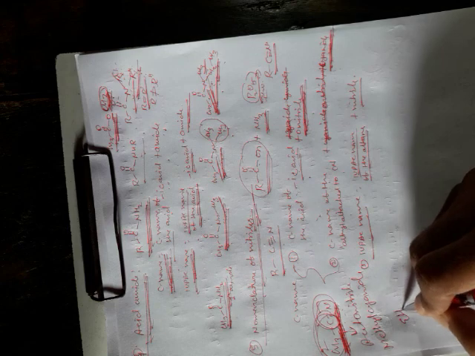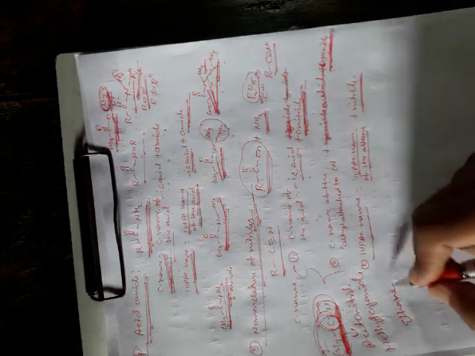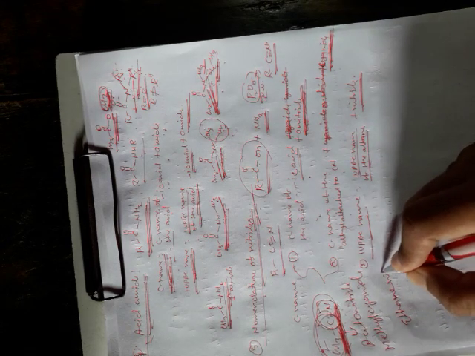Now, in the IUPAC system, this molecule is named using the IUPAC name of the alkane, which is derived from the number of carbons present in the whole molecule. The molecule has two carbon atoms, so the name of the alkane will become ethane, followed by the name nitrile. So the name of the molecule will become ethanenitrile. Thank you.